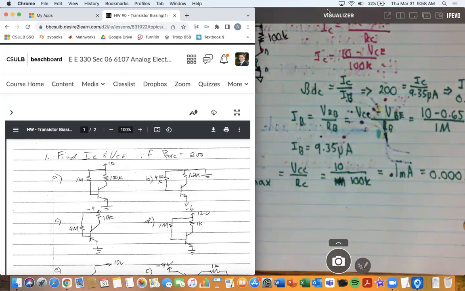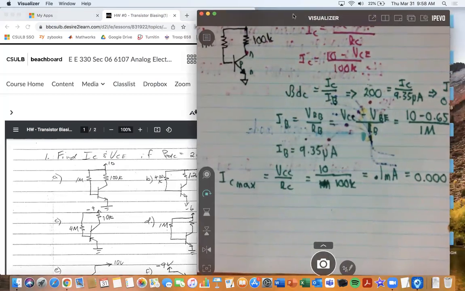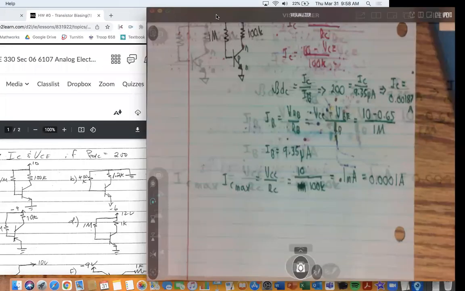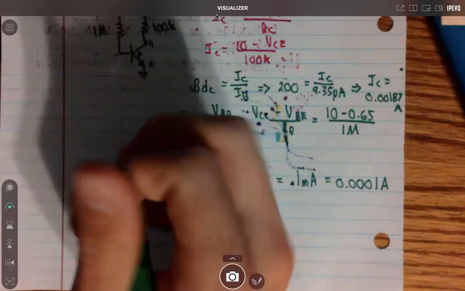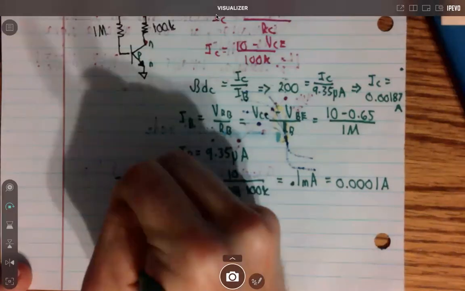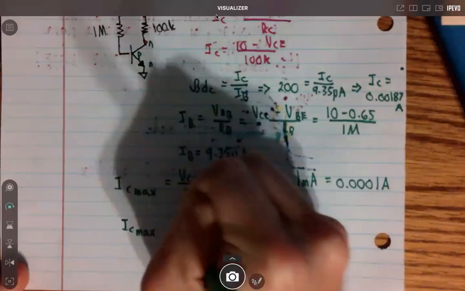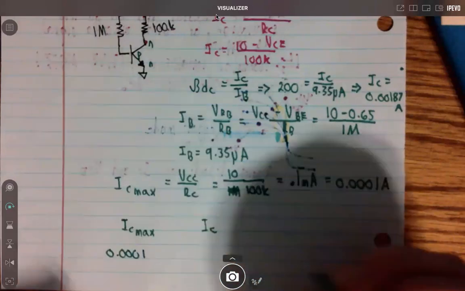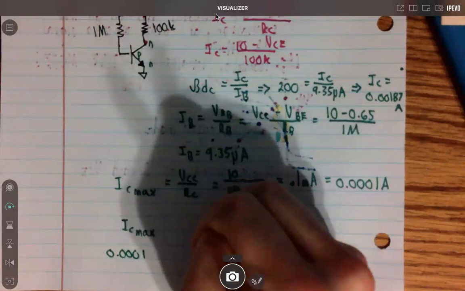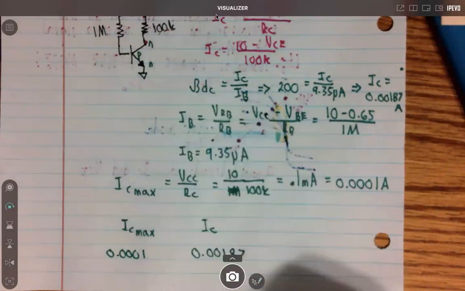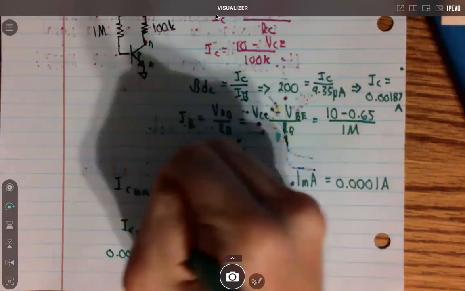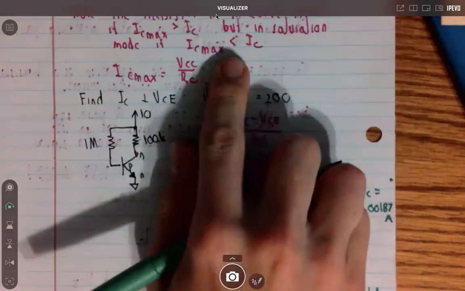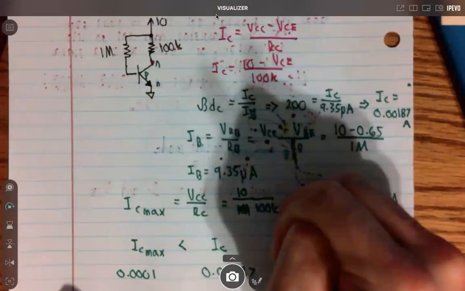And so now let's compare IC max to IC. When looking at that, let me make this full screen again. When we're comparing the two, what we're going to see is that IC max, let's see here, we have 0.0001. Here we have 0.00187. And we can tell that IC is greater than IC max. And so therefore we are in saturation mode. So here we are in saturation mode.